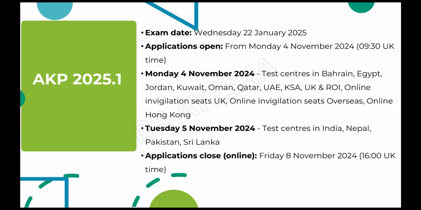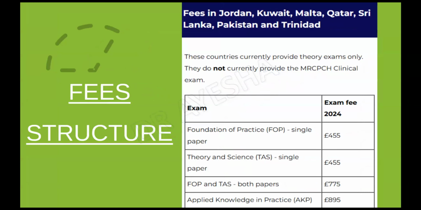So for 4th November is the online invigilation, and 5th is for Pakistan. And if someone plans for UAE and other centers, accordingly it is written in this slide. Okay. Next, this slide basically tells you about the fee structure.